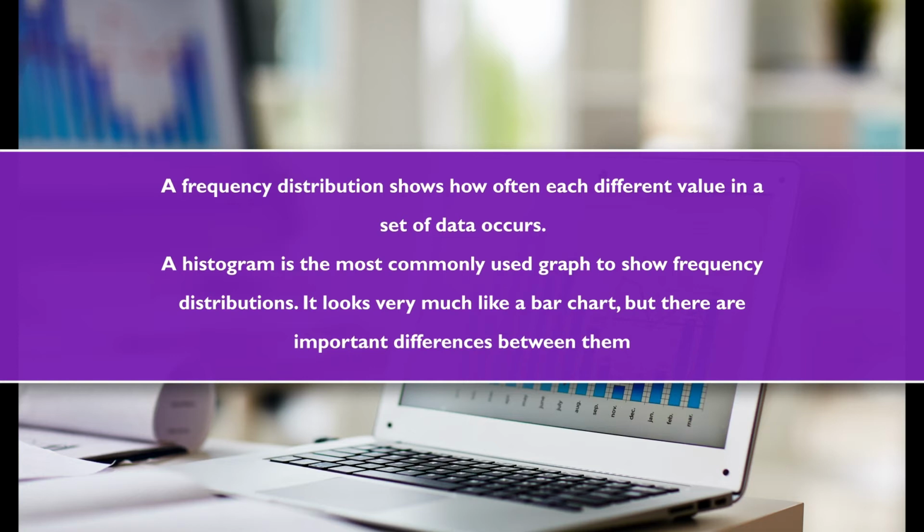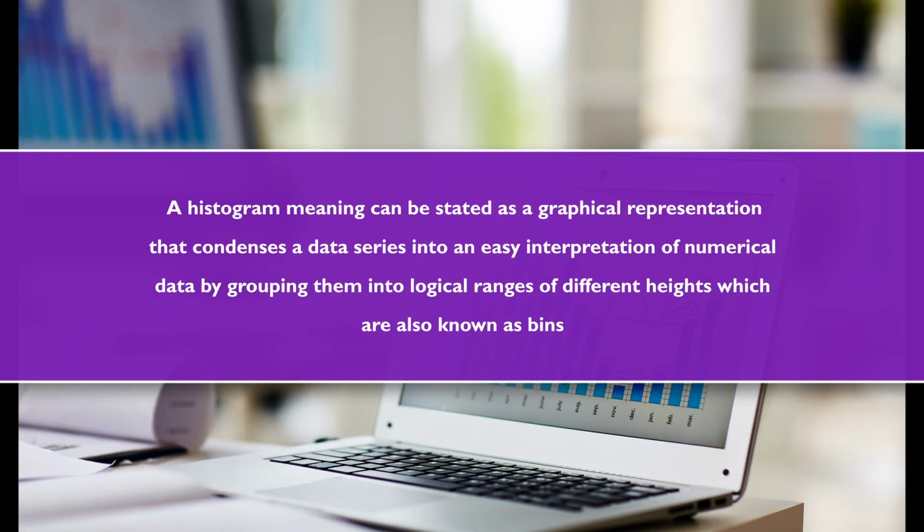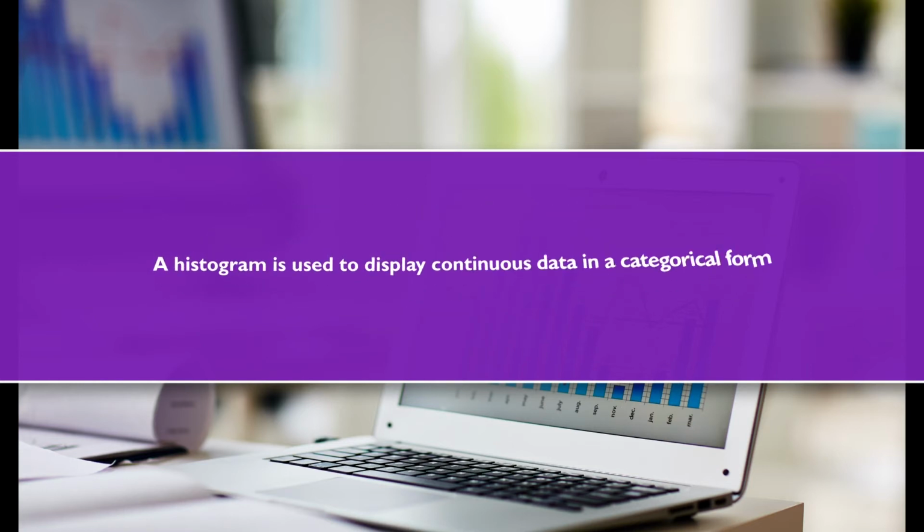It looks very much like a bar chart, but there are important differences between them. In a bar chart, there is a gap between two bars, but the bars of a histogram are attached to one another without any gap. When we take certain examples, we will see how important it is. The histogram can be stated as a graphical representation that condenses a data series into an easy interpretation of numerical data by grouping them into logical ranges of different heights, which are also known as bins. A histogram is used to display continuous data in a categorical form. So this is the USP of the histogram.